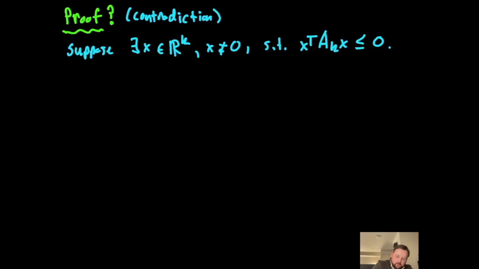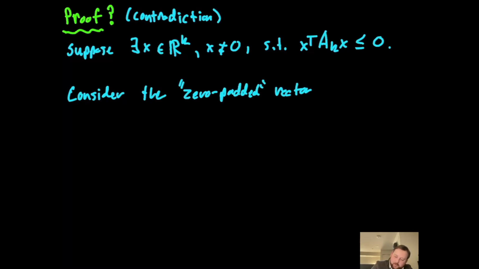So the thing we're going to consider is what I'm going to call the zero padded vector. We call it x tilde, where I get this x tilde by taking this x that I'm supposing exists, and stacking a block of just a zero vector of length n minus k below it. Right? So what I'm doing is building a vector of length n, which is the size of the original matrix, out of this vector that's only of length k.